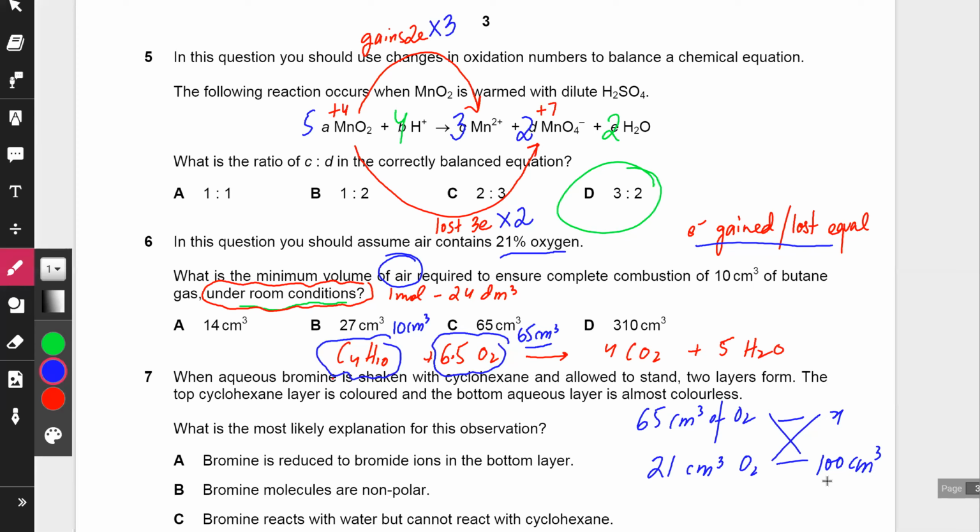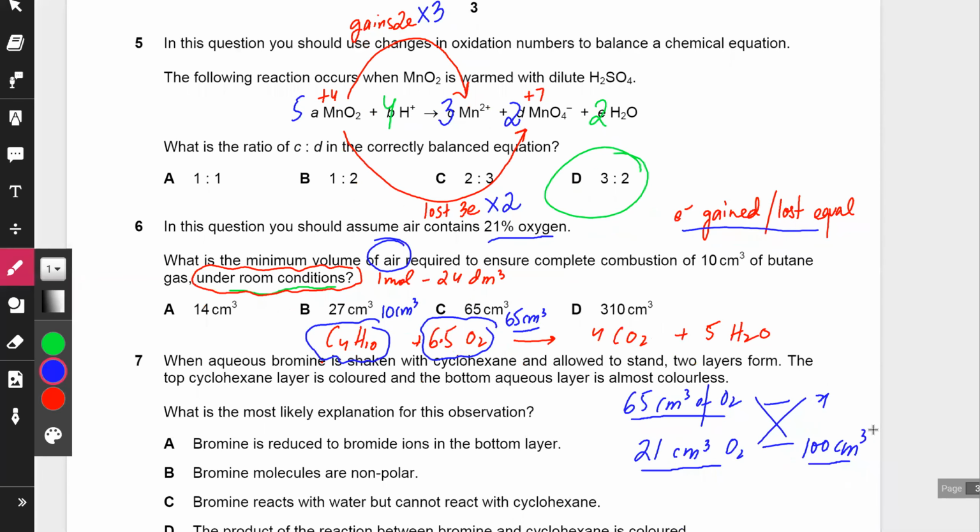If I have 100 cm cube of air, how much oxygen do I have in that? 21 cm cube, right? Okay, 21%. So how much do we need? We need 65 cm cube of oxygen, right? So if I need 65 cm cube of oxygen, how much air should I have? Okay?